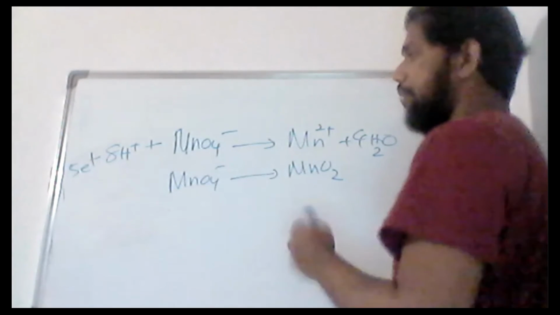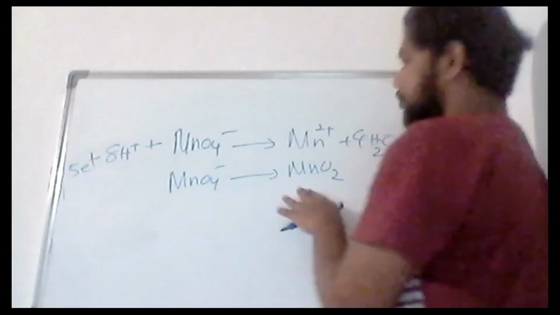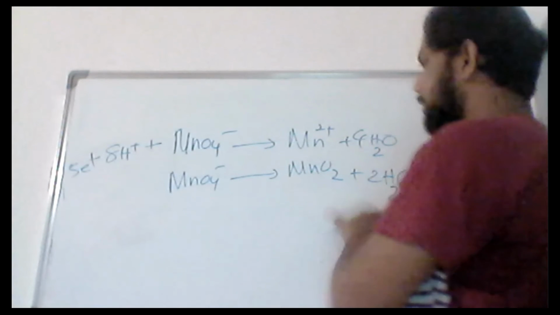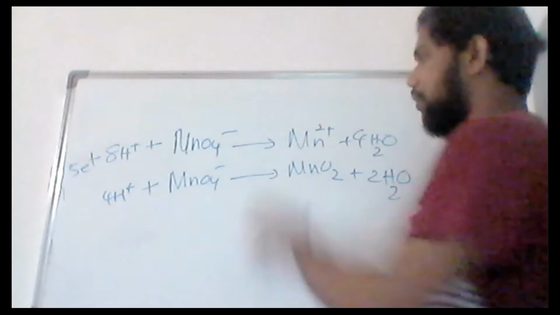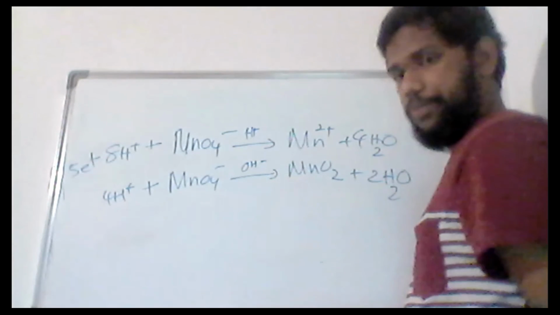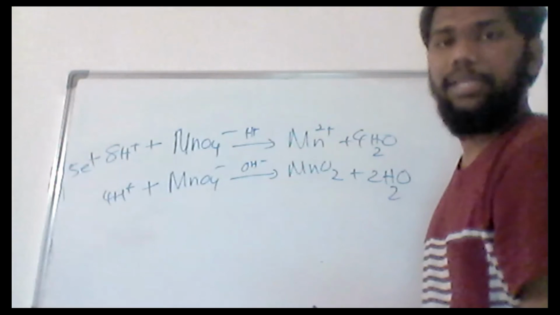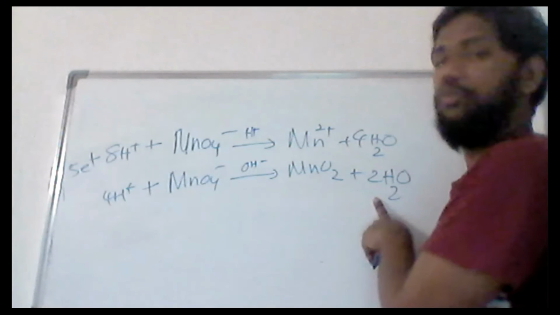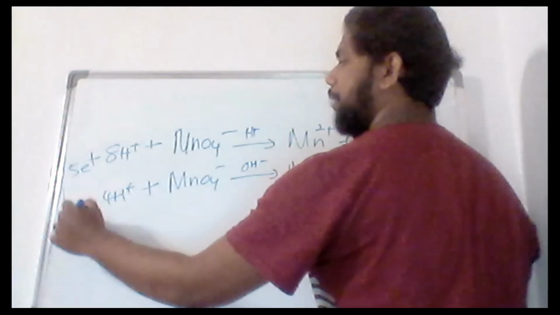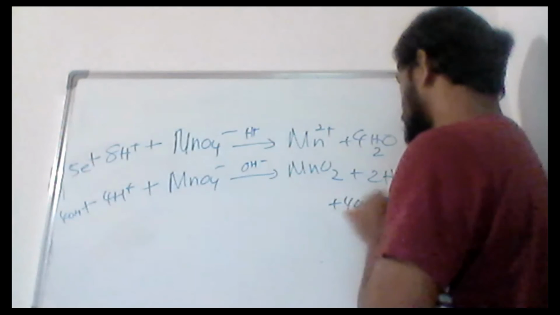So in the basic media, we don't add water, we add OH⁻. But the trick is very similar, because manganese is 1 and 1. Oxygen, there is 4 here, but there is 2. So you can add 2H2O here, and to balance hydrogen, you can add 4H⁺. So this medium is H⁺ medium, this is OH⁻ medium, so you need to add OH⁻. But the trick is you initially balance this as if it is in an acidic medium. So I balanced the oxygen using 2 water molecules and hydrogen using 4H⁺. Then you add 4OH⁻ to this side, to balance the H⁺, and in the same way, 4OH⁻ to this side.